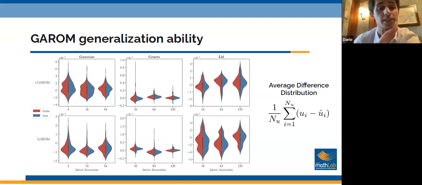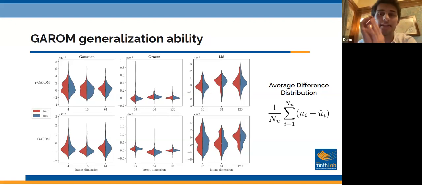In red, you can see the average distribution on the trained data, while in blue is the test data. And as you can see, these two distributions are mostly symmetric, centered in 0, meaning that the error is on average 0, and that the errors we make on train are the same as the ones we make on test. They are distributed in the same way. And this is actually something really good, because then we can empirically see that the model is able to generalize pretty well.